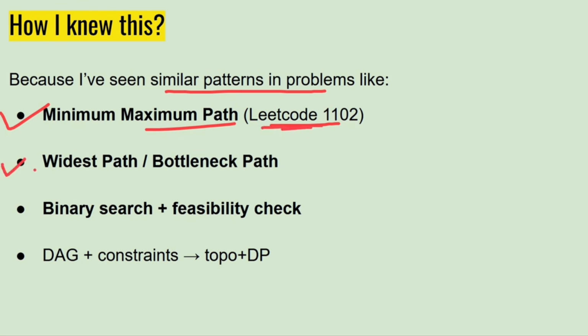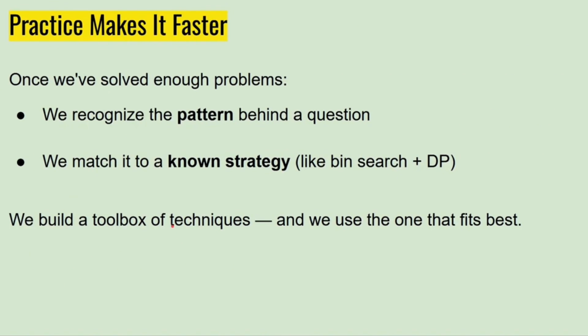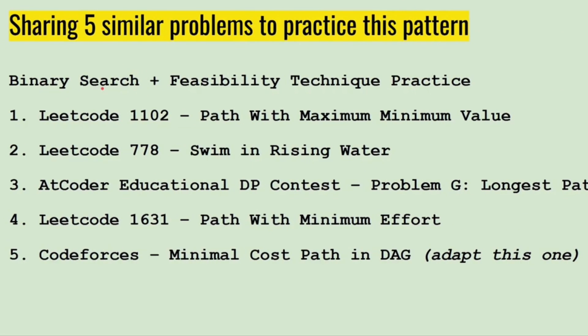Another problem is widest path or bottleneck path you can try, and there is a concept of binary search and the feasibility check, right? And the DAG constant we have to use, and topological DP concept we have, right? If you want to practice, there is a list of questions we have. You can try by yourself to practice this type of questions. So these are the questions we have. You can try by yourself, just do a Google search, you will get all the details of these questions, or let me know in the comment section and I can provide you the details.